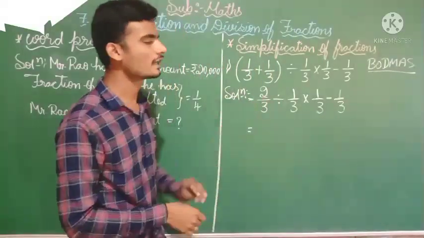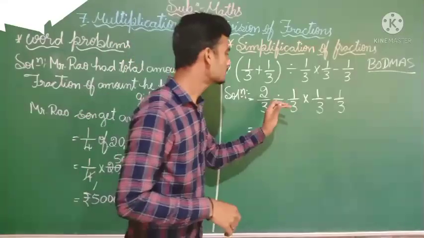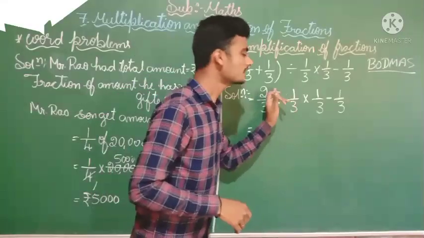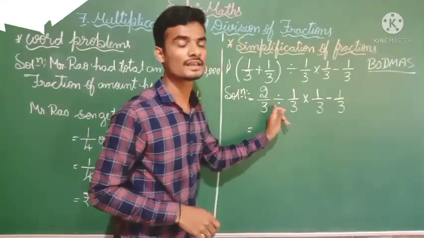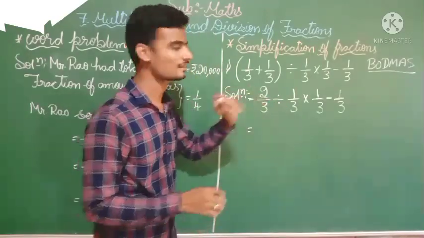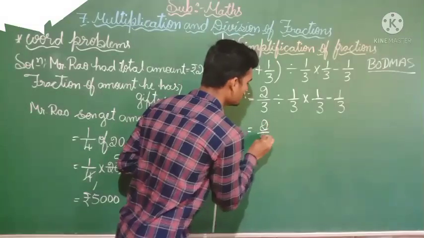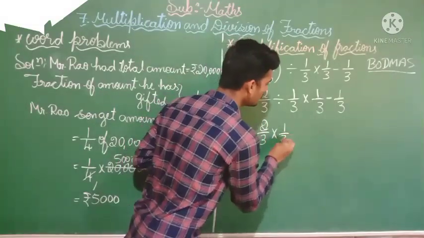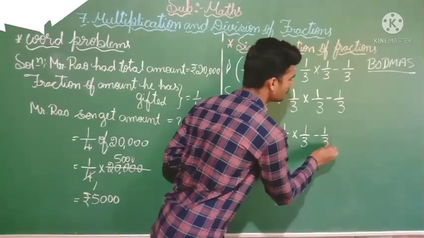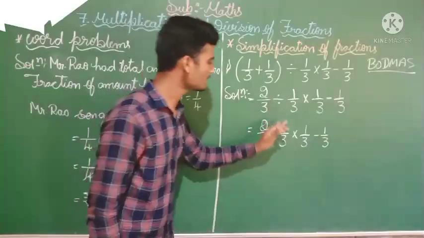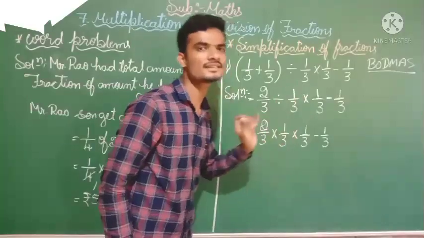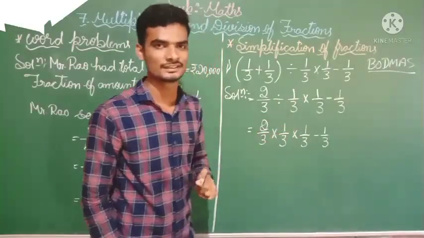Then in the next step, what do we have to do? Here you know that we have to replace the symbol. We have to insert multiplication instead of division. So 2 by 3 into 1 by 3 into 1 by 3 minus 1 by 3. See here, I have written 1 by 3 as it is. Is this right? No.